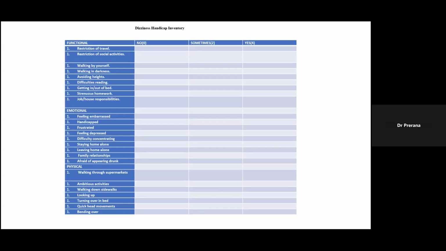Likewise, we also gave a questionnaire called the dizziness handicap inventory score, classified as functional, emotional, and physical. The functional part included 9 points, the emotional part 9 points, and the physical part 7. A total of 25 parameters were included, scored from 0 to 4. For a point like restriction of travel, if the patient is comfortable, he can give a score of 0. If he has difficulty while traveling, that is dizziness while traveling, he can give a score of 2. If every time he travels he has severe vertigo or dizziness, the patient can score it as 4. So the minimum score was 0 and the maximum score was 100.